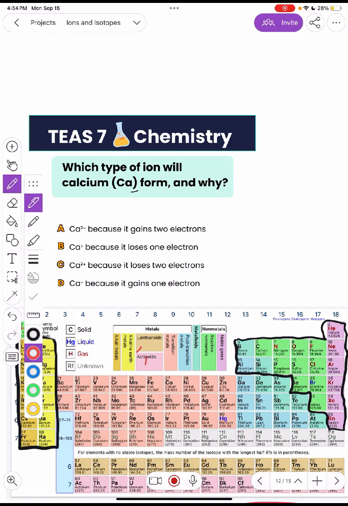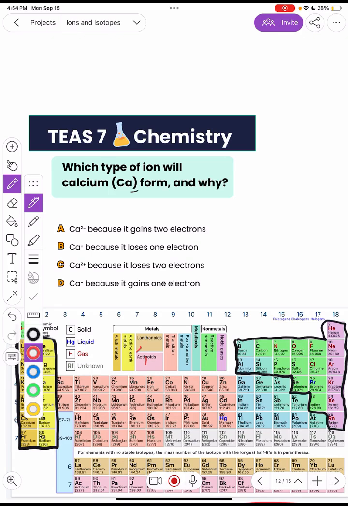I had a question in the chat about, could they ever give you the same number of protons and a different number of electrons? Yeah, that's an ion, right? That's going to be an ion. So the last answer was 11 protons and isotope.